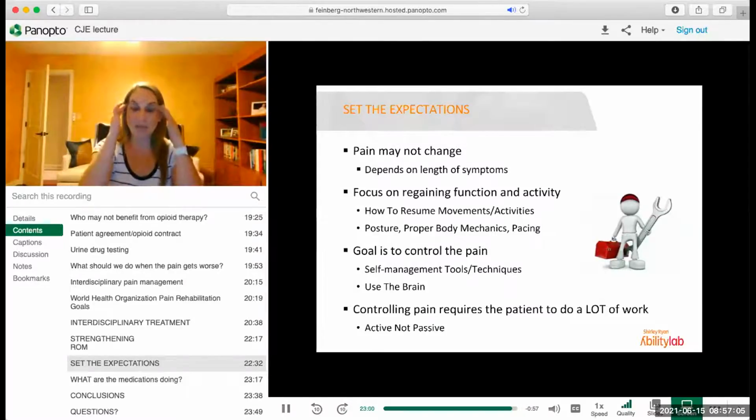A lot of it comes from our peers. How do you plan things out? How do you think about things? Really be able to manage their pain. And controlling the pain requires them to do a lot of work. It's this very active-based treatment. It's not passive, us doing good things to them, but them actively learning how to self-manage.